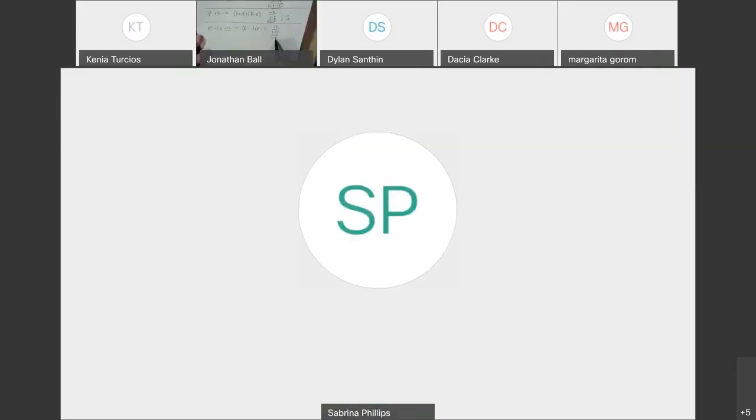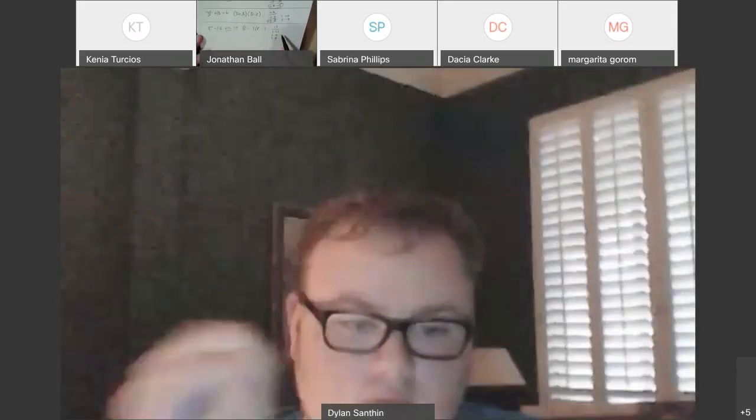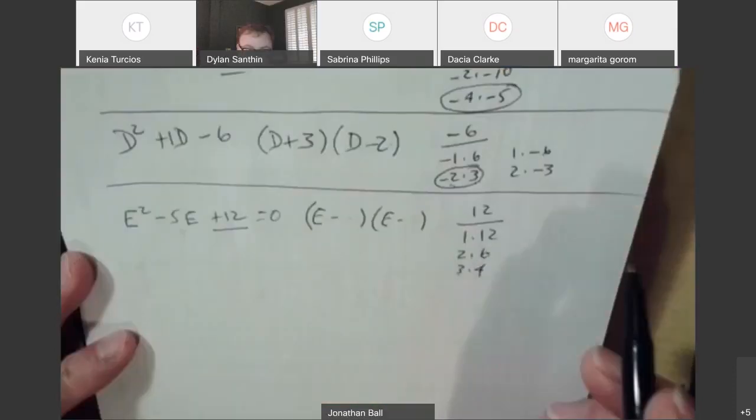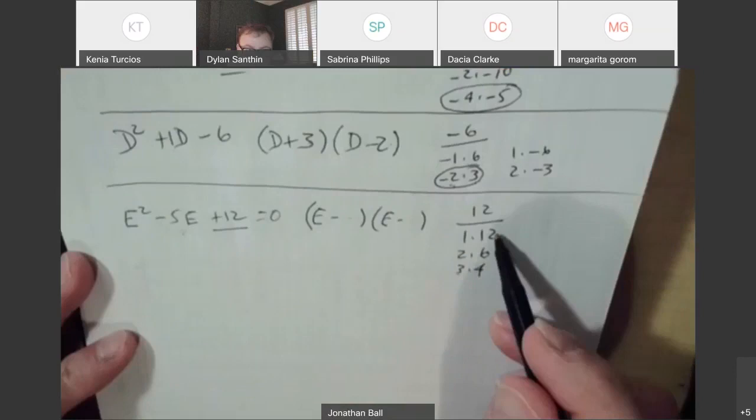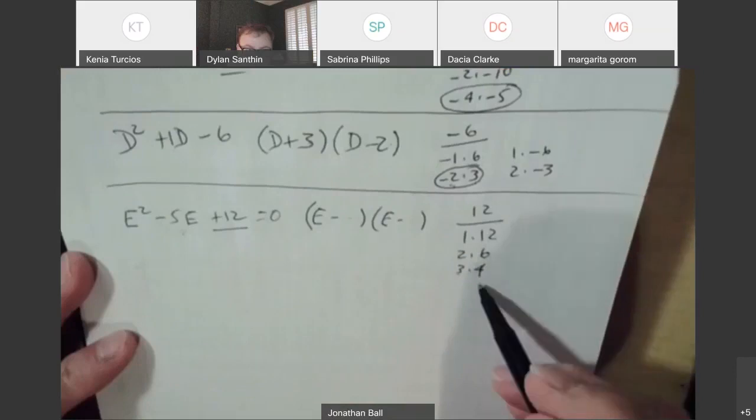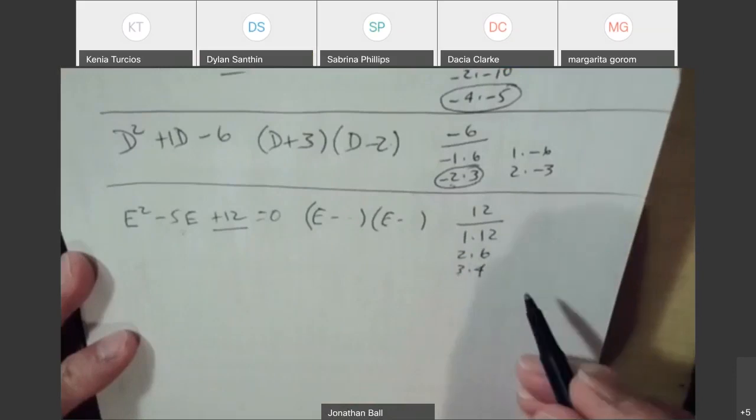Yeah. 3 and 4 is 7, not 5. We want to add these two together. Would it be the 1 and the 4? 1 plus 4. There is no 1 plus 4. These are all the factors of 12. Which two add together or combine together? Actually, this should be negative and negative. Which two combine together to give us 5?